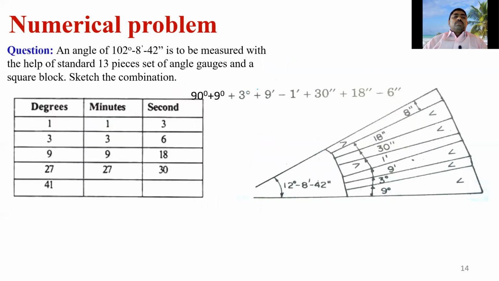There is another problem. Here we want to set the angle 102 degrees, 8 minutes, 42 seconds. There is no angle gauge available for representing 102 degrees. So I have to use the precision square. This represents the 90 degree angle.